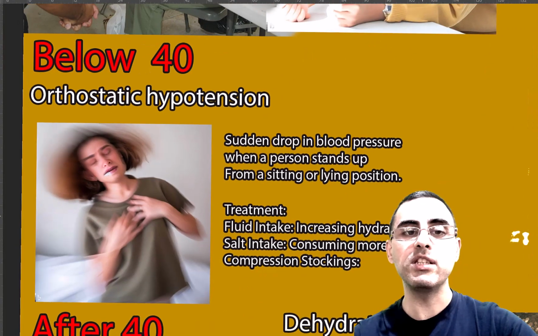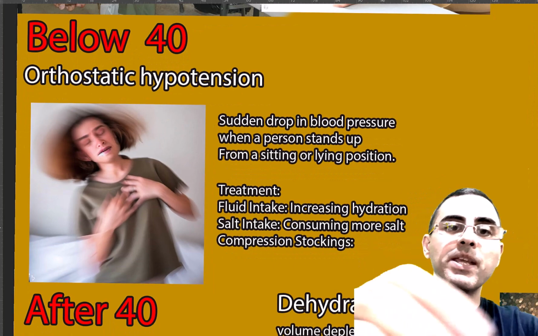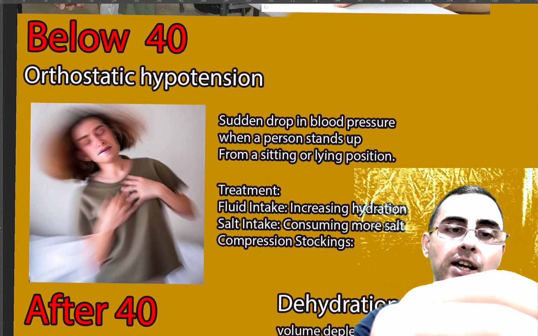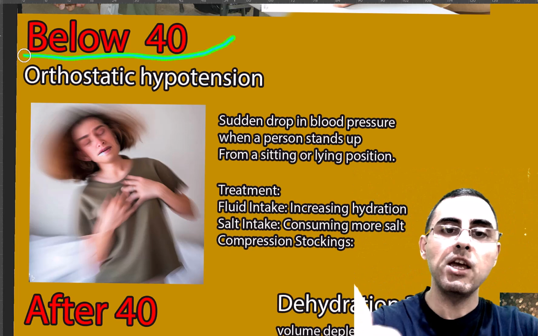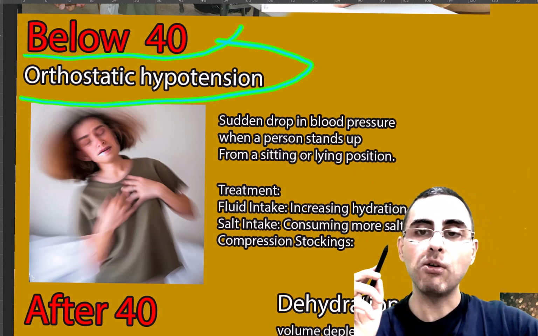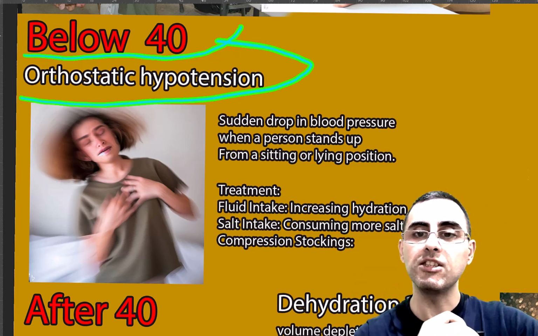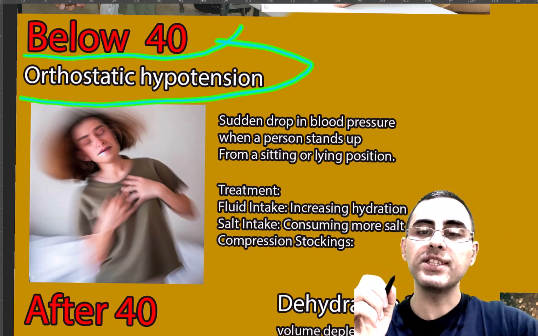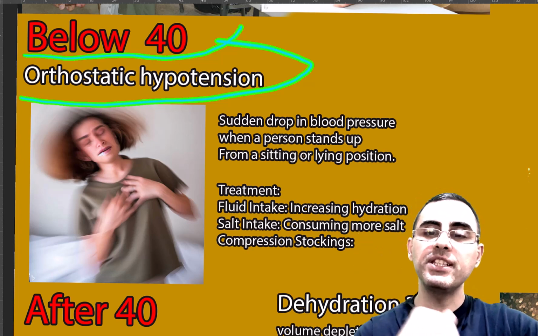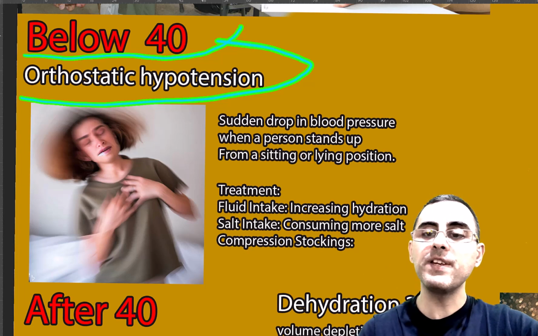Now let's talk about the most common causes of hypotension. If a person is relatively young, below 40, orthostatic hypotension is the most common cause. Orthostatic hypotension means that blood pressure suddenly drops when a person stands up from a sitting position or from a lying position, and the person feels dizzy.